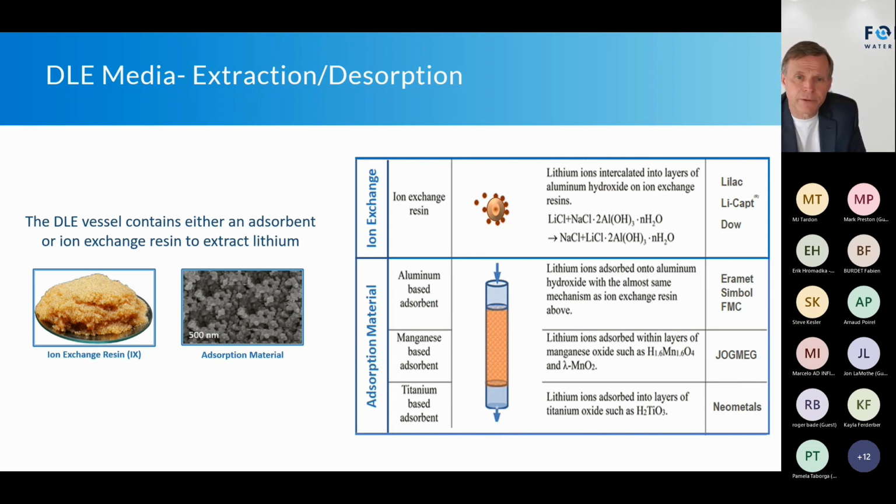Because of these materials, they have different specifications and operating requirements. And that could be on pH, it could be on temperature, it could be, again, oxidants, that's a big one. So those are the type of materials, and they're readily available. You can take a look at Aramid, Simbol, FMC, which is really the division of Livent now.